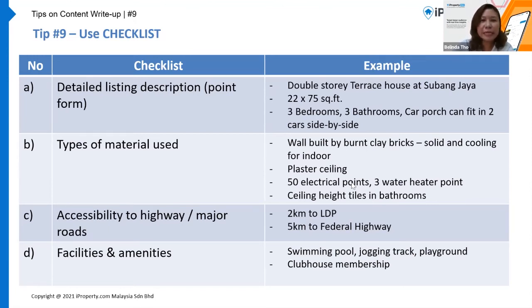So plaster ceiling, how many electrical points, water heater points, all this information relevant to the material used, you may also want to insert in your description. Because certain buyers, especially these days, are very much concerned about understanding the property better by doing research online. Hence, the more information you provide, the better your description is and the better your listing is.